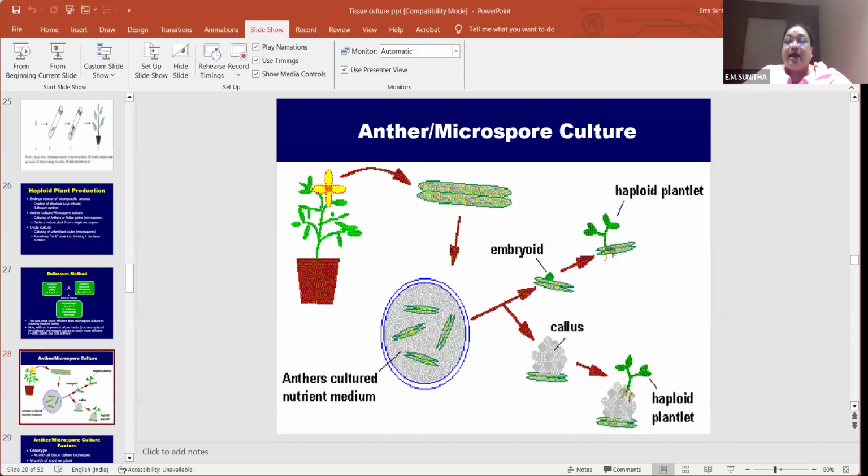Okay, then next it can be anther or microspore. It is a male gamete. Okay, so same, you take the pollen grain. So this is the anther. These anthers, you directly culture on the nutrient media. So it is two types.